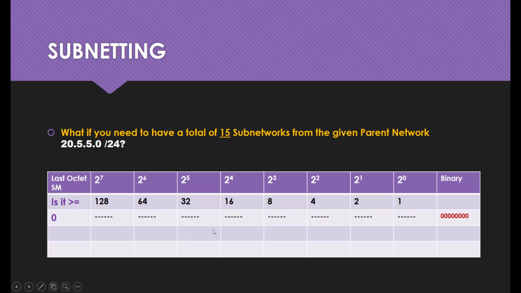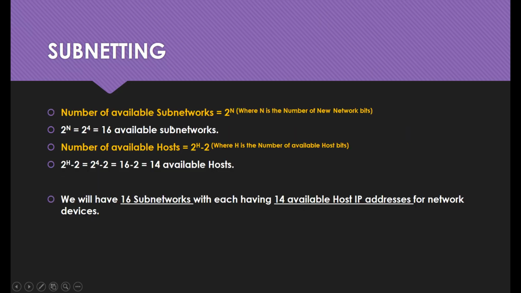If we borrow 4 bits, that will be 2 raised to the power 4, which is 16, which is just above 15. So that means we would need to borrow 4 bits. So 4 bits from the host portion will be made the network bits. And that's why we have 240. So the subnet mask will be .240. So it means we'll have 2 raised to the power 4, which will be 16 available subnetworks.